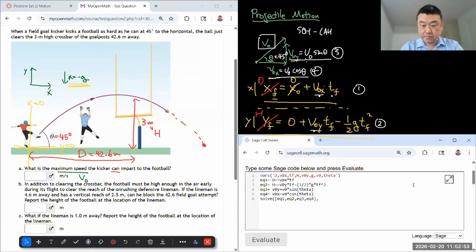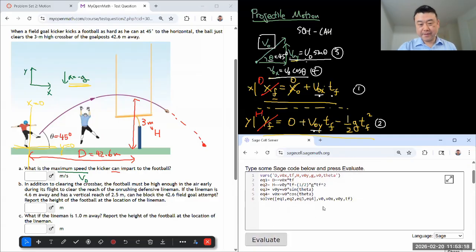So the 4 unknowns are, let me list them in the order I care about them. I really care about the v naught. That's the quantity I need to put into A. And I need, as an intermediate quantity, v naught x, which I don't really care about. V naught y, which I also don't care about. T final, which I also don't care about. So yeah, let's see what it gives me.